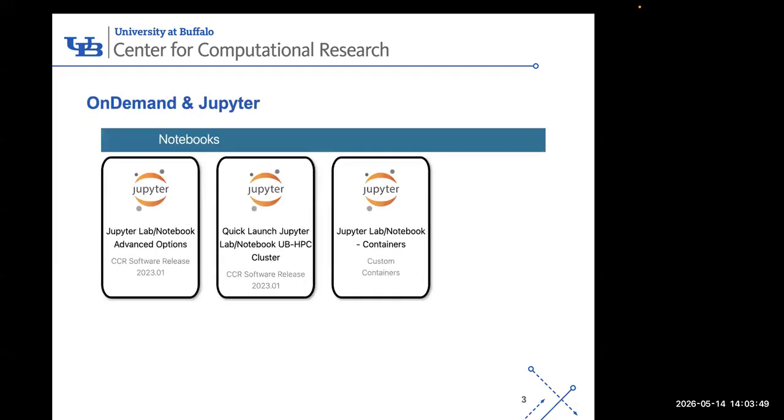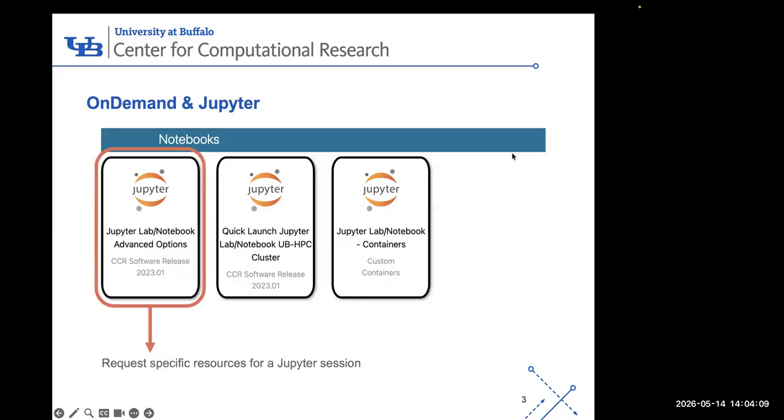All right, so the way that you use Jupyter at CCR is using on demand. That's sort of our portal for any GUI applications that use the cluster. When you log in, you'll see a bunch of different apps. You'll want to scroll down to look for this notebook section, which includes these three Jupyter apps. The first one allows you to request specific resources for a Jupyter session. That's the advanced options one. That's the one I use the most, probably.